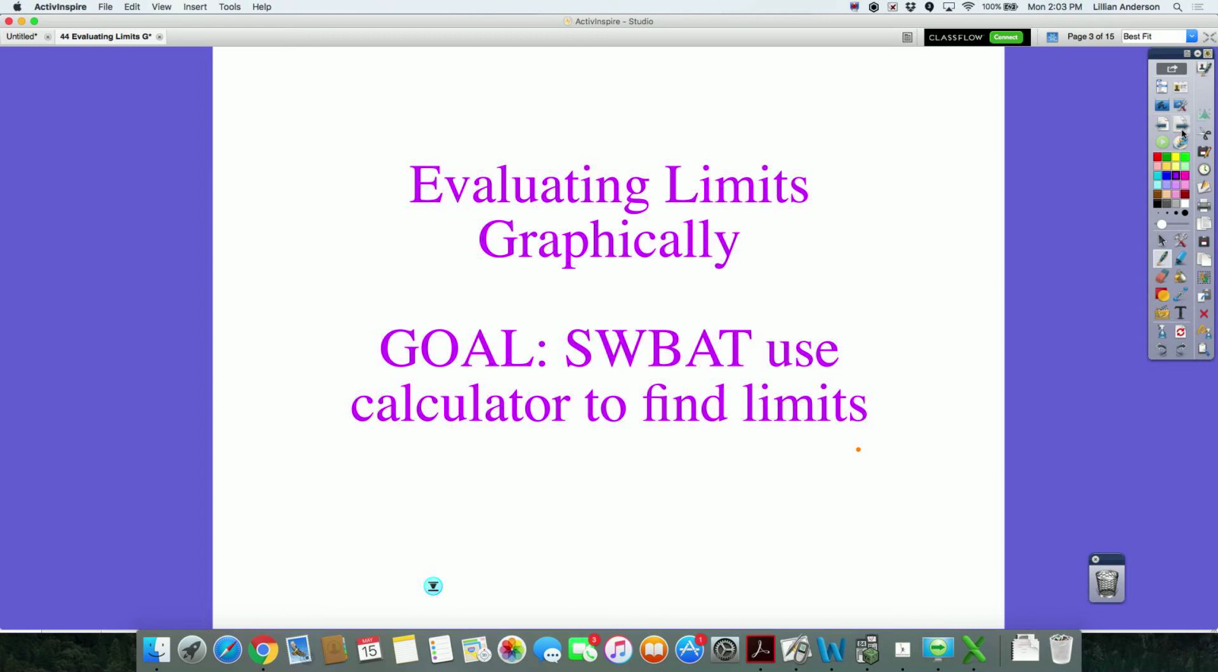And to be honest, it's a little bit easier to do it without a calculator, because the process of doing it through a calculator can be quite tedious and cumbersome. Okay? So make sure you get down your goal. We're going to use your calculator to find limits. But your calculator is a great way to check if you did the algebraic way correctly.